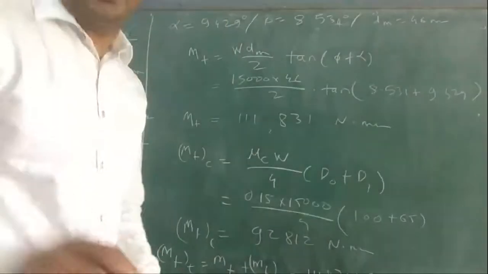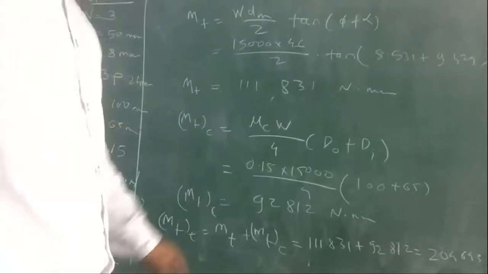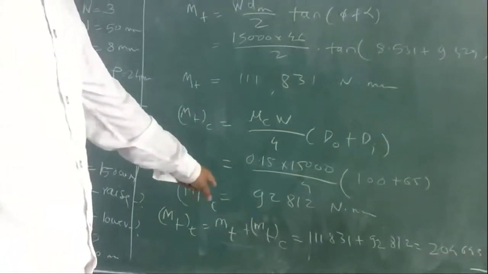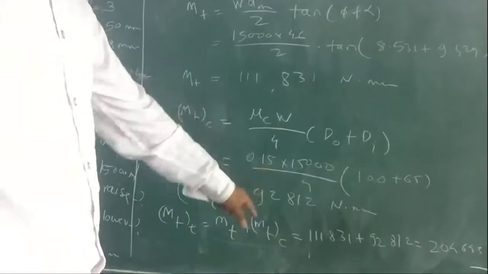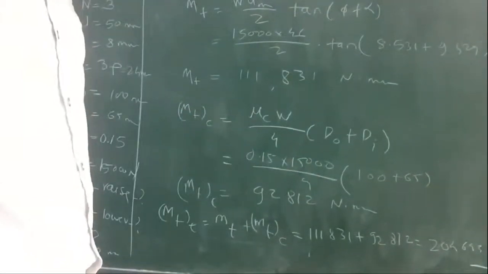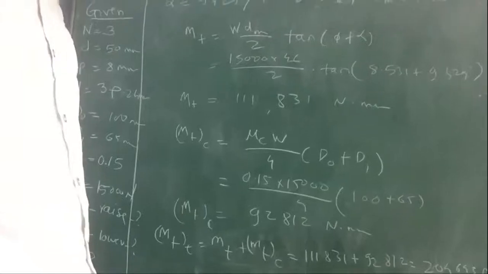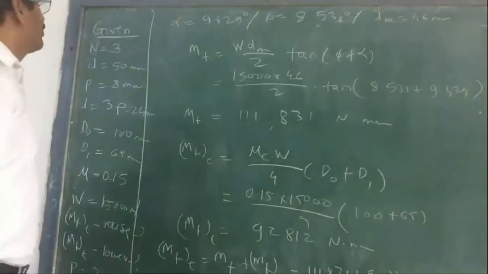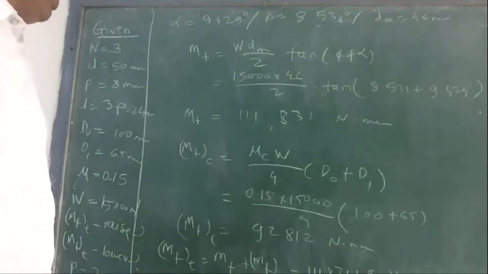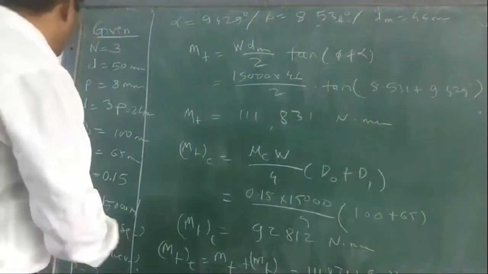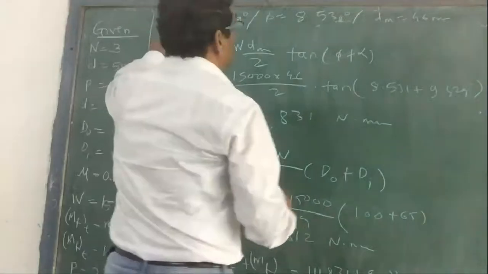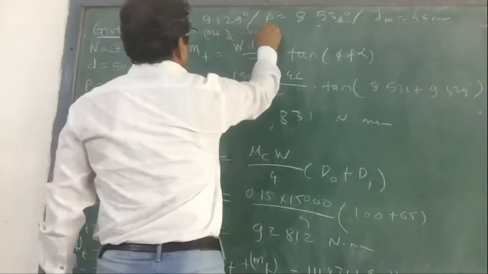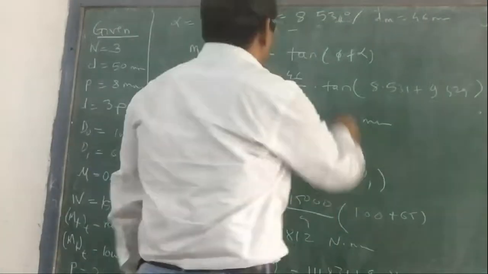Okay, you got it? Let me just show you. This is how we get it: total torque required is equal to the torque required to raise the load plus the collar friction torque. Whatever values we put, we got 204,643 Newton mm. So the first torque to raise the load is 204,643. We'll write it down somewhere, as the total for raising, because we will need it at the end.